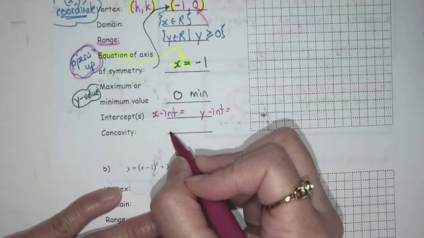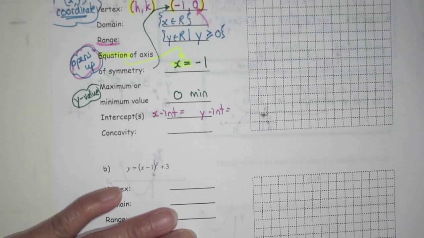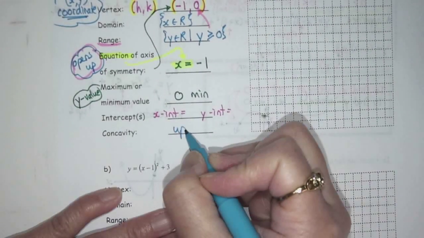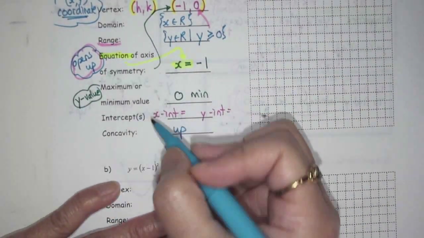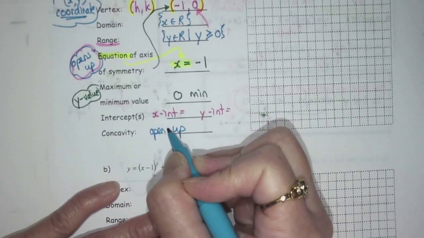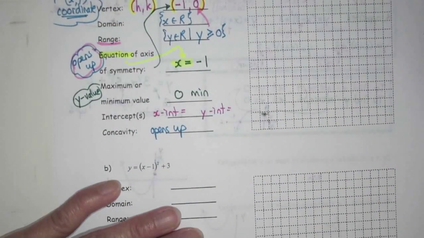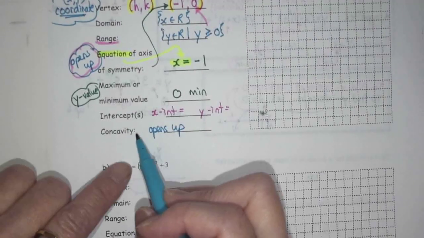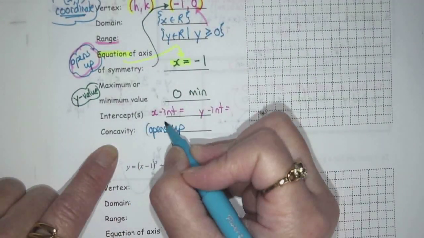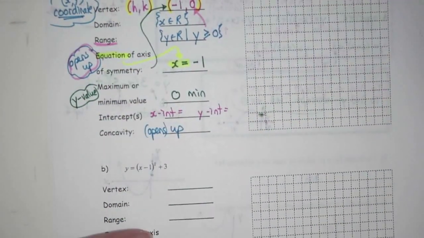Oh, concavity. Here, it opens up. So we already did that one over here. I forgot that we had a line for that. So it opens up, so concave up. Some people just say up, right? You don't have to say opens up, but it's concave up.